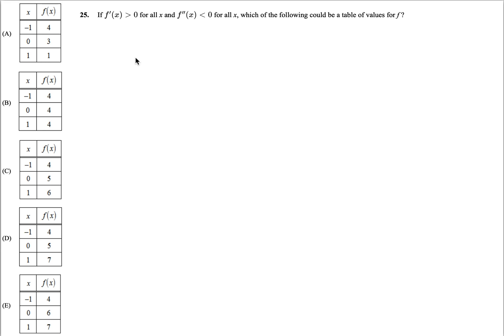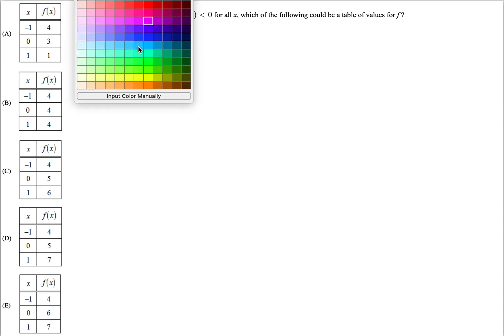So the first piece of information, the first derivative, this part right here, just basically says that f is increasing always. So the first thing you need is that the f values are always increasing. F is always increasing. Now that's what this first piece means. Now this second piece, a little bit more difficult to interpret.